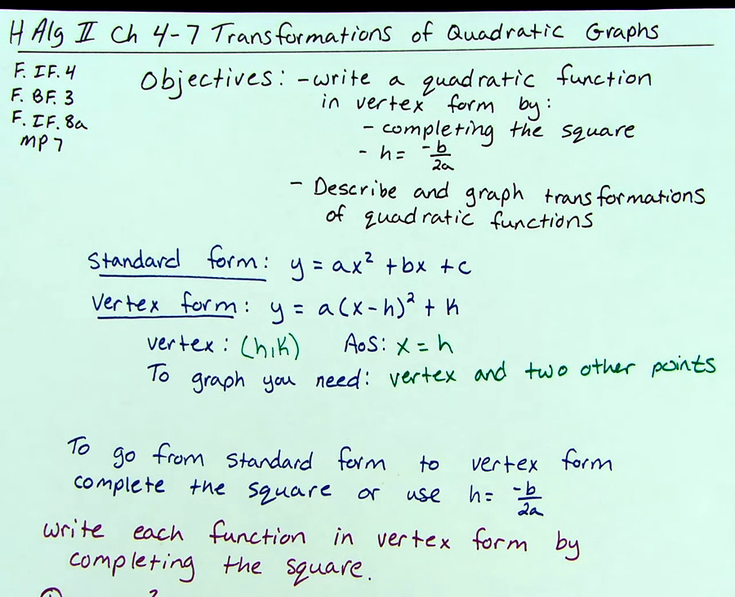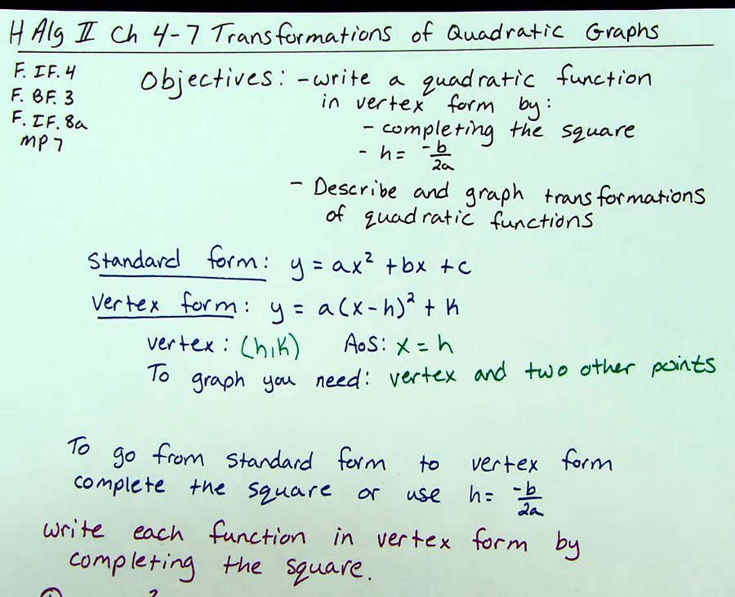Now to go from standard form to vertex form, we are either going to complete the square or use h equals negative b divided by 2 times a. Okay. Now with quadratics, we can choose. Later on, we will have to know how to do this by completing the square, especially when we get into conics. Okay. So, but for now, you can pick which way you like better.